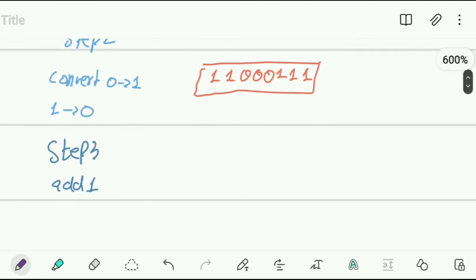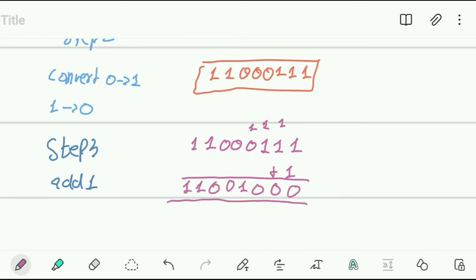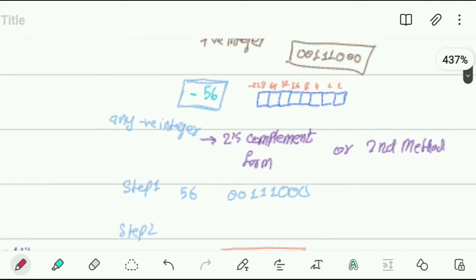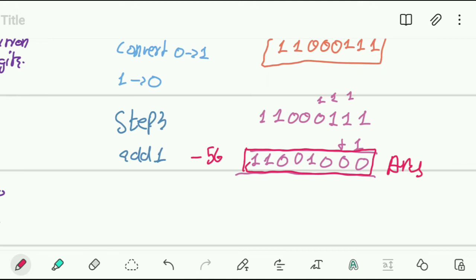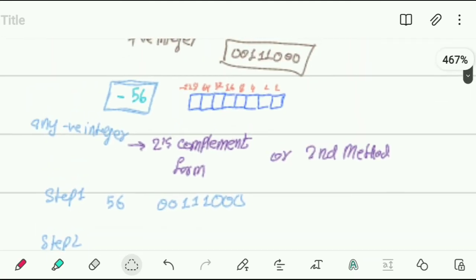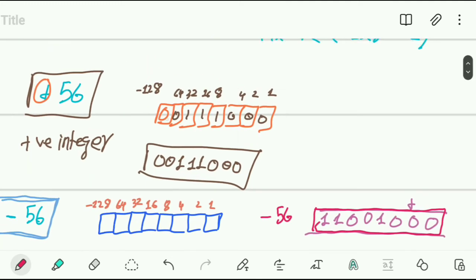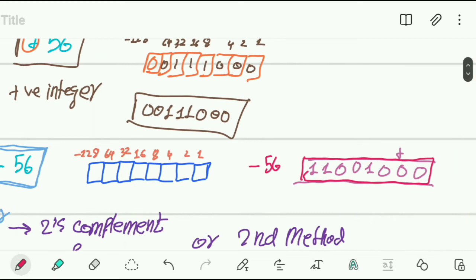So if I add 1 to this, we do the addition: 1 1 0 0 0 1 1 1 plus 1. 1 plus 1 is 10, so 0 carry 1, then again 10 carry 1, again 10 carry 1, and the result is 1 1 0 0 1 0 0 0. There you go, this is the answer, the representation of minus 56. Let me copy and paste this. I just used 2's complement form, and the answer is this. If it is positive, it looks like this; if it is negative, it looks like this.